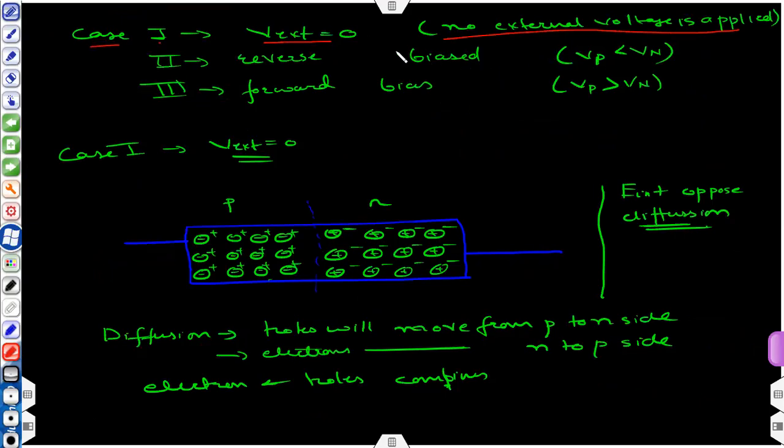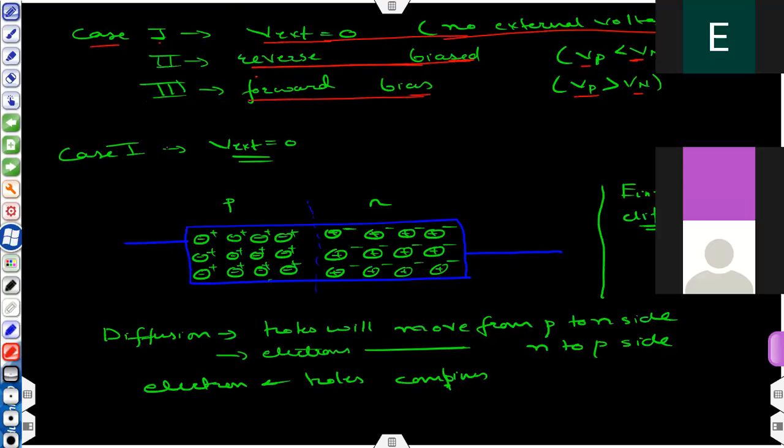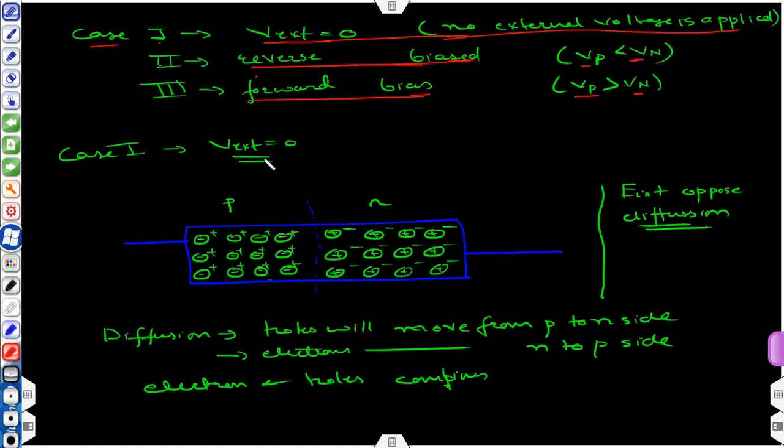We will see what is the internal dynamics of this diode when we have applied no external voltage. Second case, when Vp is less than Vn. So this is the condition for the reverse bias case. And third case is Vp is greater than Vn. So this is the condition for forward bias case. So we will see all the cases one by one. So case one, V external is 0. We have not applied any external voltage. So practically your diode is not connected to any circuit.